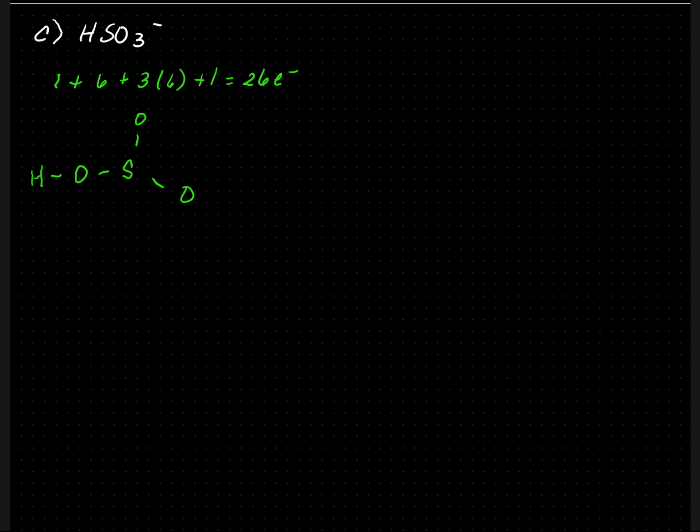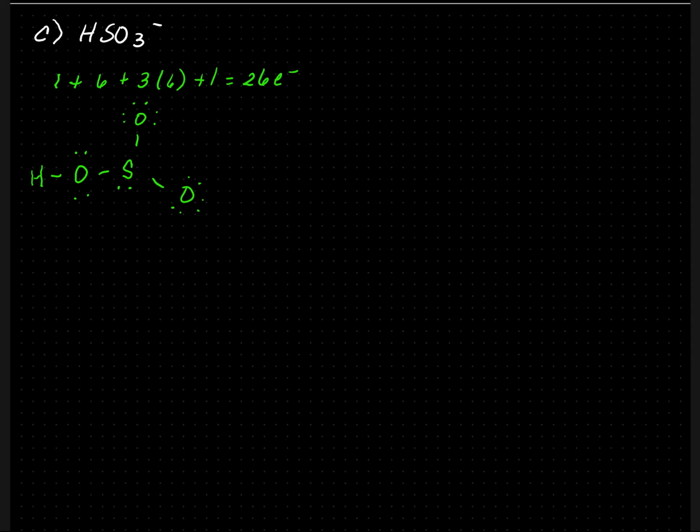Now we're going to fulfill the octet rule. The oxygen attached to hydrogen already has 4 electrons, so it needs 4 more electrons, or 2 pairs. The other 2 oxygens need 6 more because they only have 2 from the single bond. Sulfur has 6 from the 3 bonds, so it needs 2 more to fulfill the octet rule. And hydrogen has already fulfilled the duet. So if I count the number of electrons, this is a correct, possible structure for HSO3 minus.